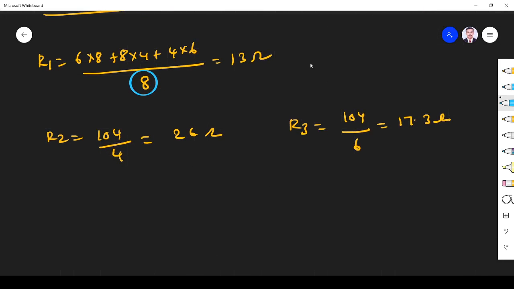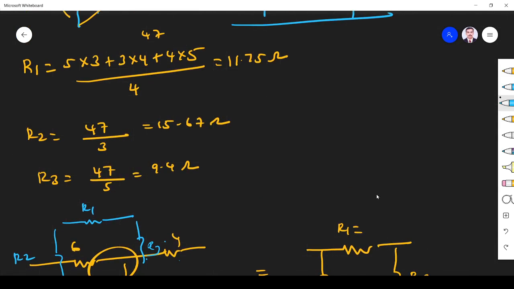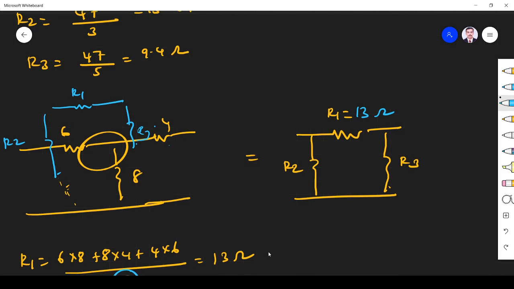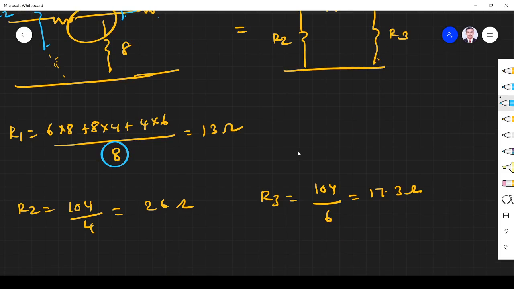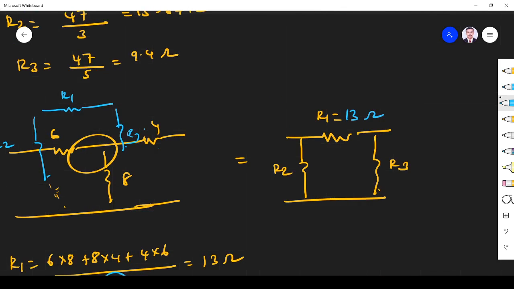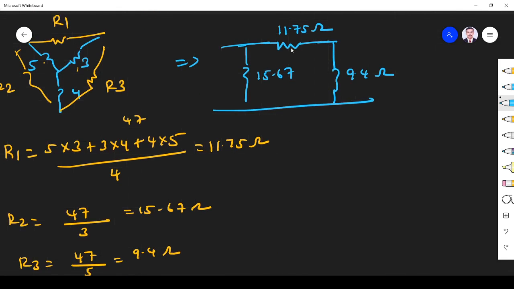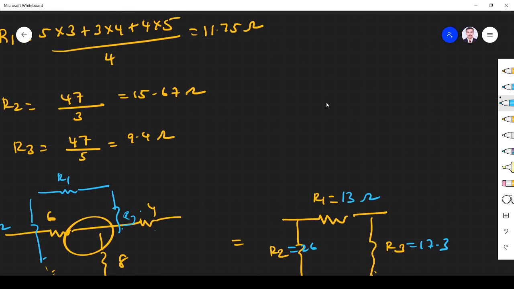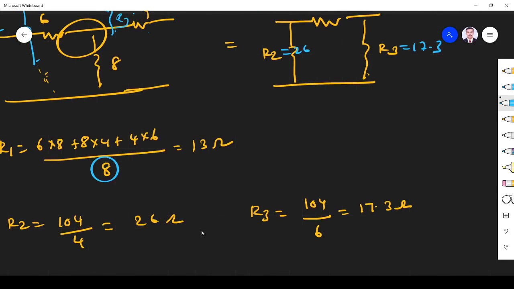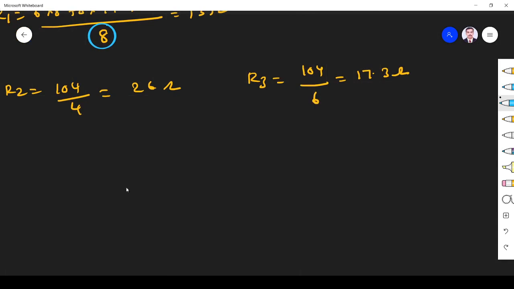So R1 is 13 ohm, we can find, and then R2 is 26, R3 is 17.3. Now we got both networks. This is first network, this is second network, both are parallel now. So if I combine both the networks, the circuit will be like this. It's coming like this, right?